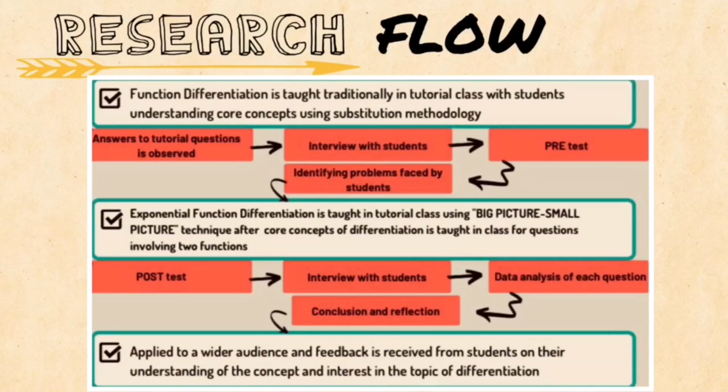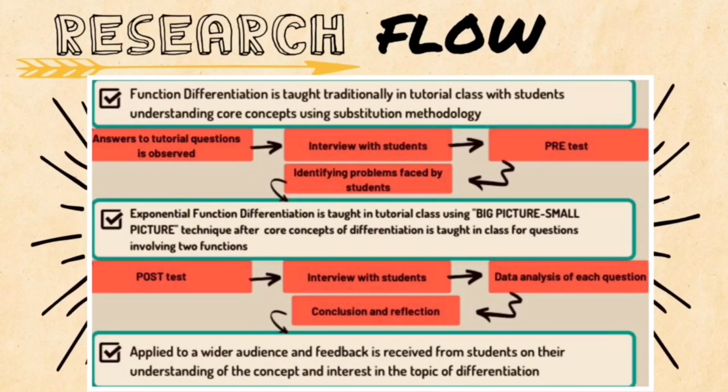How has the research been done? Well, a normal action research method is being used. Interviews with students and pre-tests are conducted to identify problems faced by students. After that, the big picture, small picture technique is introduced in the classroom and a post-test is done. Data for each question is analyzed to find out the outcome of the research.